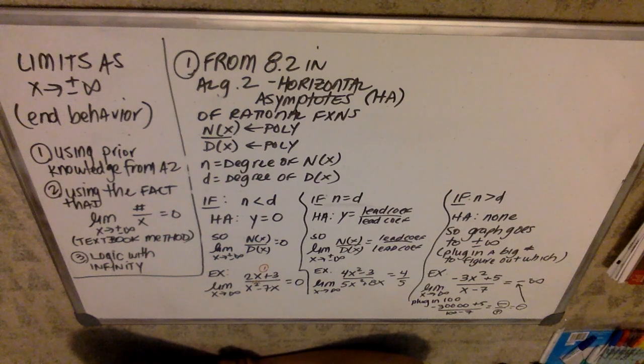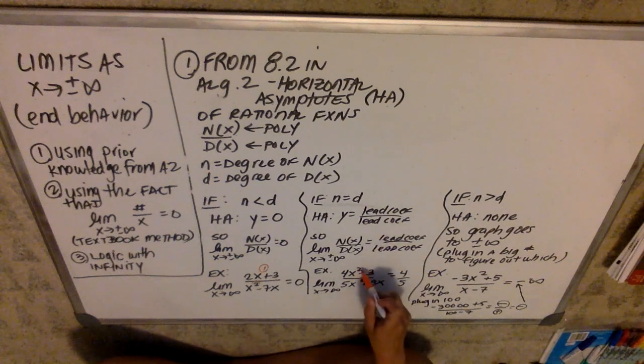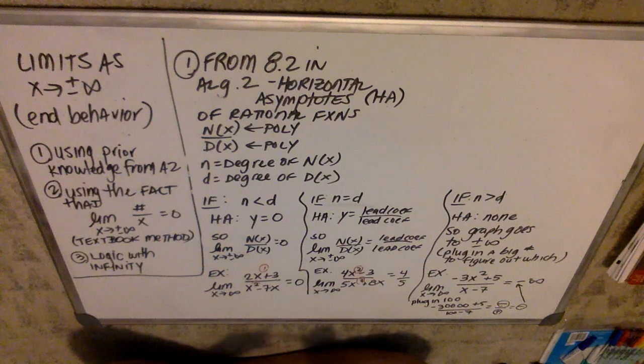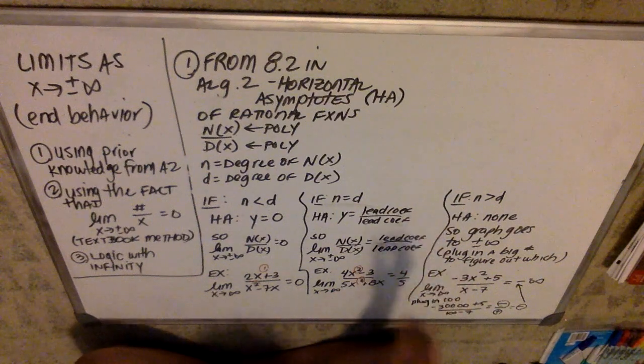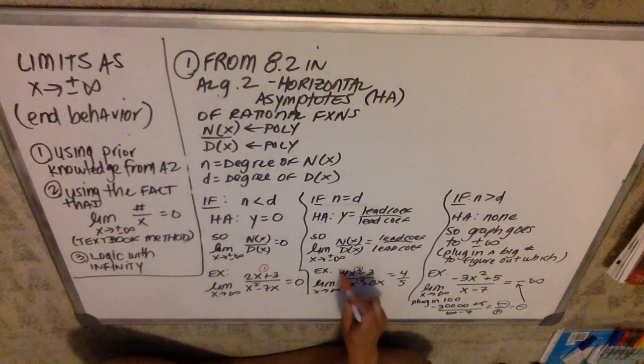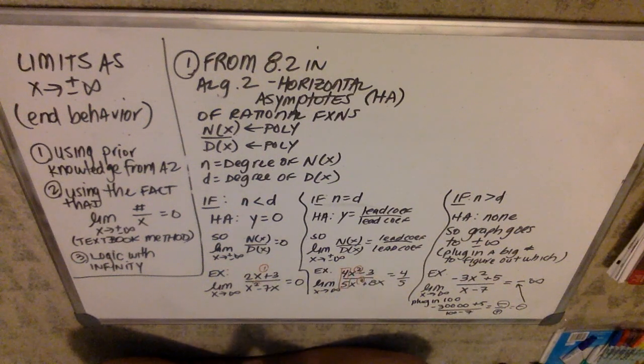The second option is if n and d are the same number, so if the degrees are the same. In this second example, both of these have squared terms as their degrees. If that's the case, then the y value of your horizontal asymptote would be the fraction of the leading coefficients. In this case, that would be 4 over 5, because the leading coefficients in front of the squared terms are a 4 and a 5. So if I wanted to evaluate this limit, knowing my information from Algebra 2, I could just look at it with my eyeballs and say, hey, that's 4/5 and be done with it, which is awesome and very convenient.